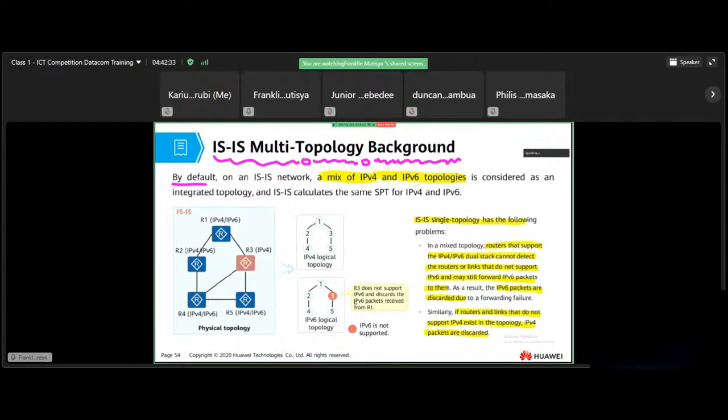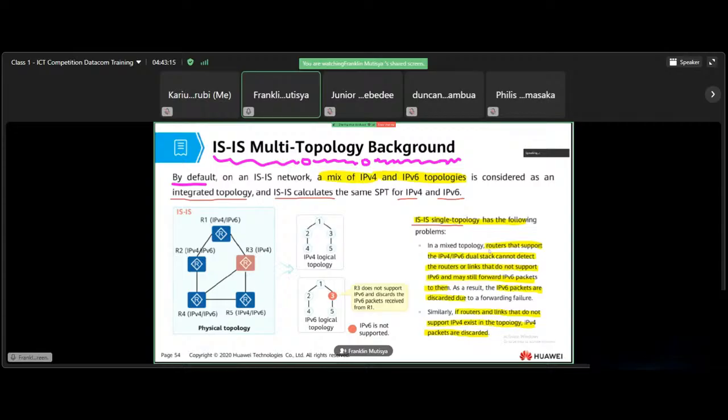Dual stack is a concept that we use to refer to a network that combines both IPv4 and IPv6 topologies in the same instance, using the same path tree for both IPv4 and IPv6. So ISIS single topology has the following problem. If you have one topology, you'll have this kind of challenge.